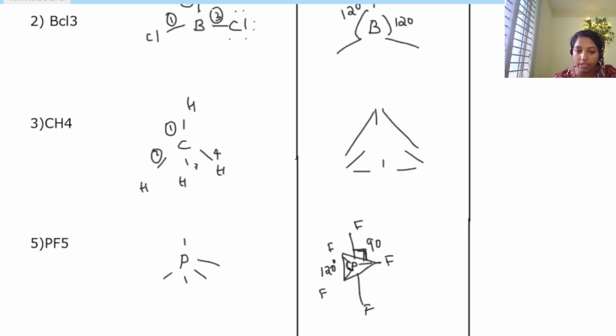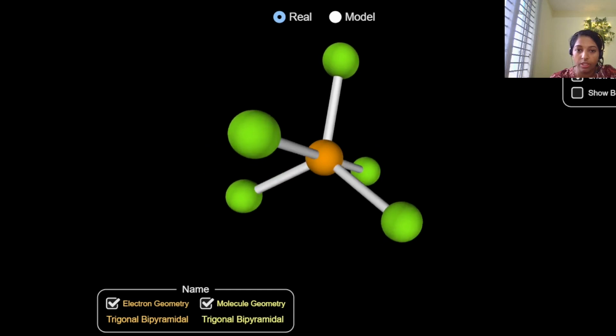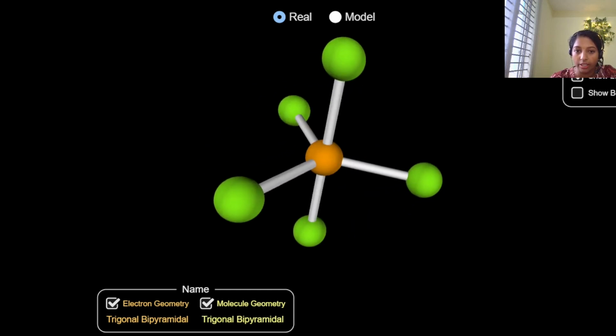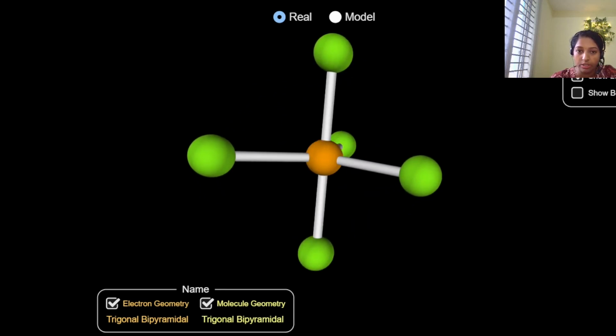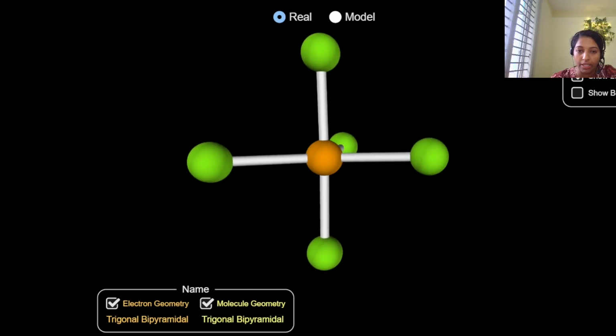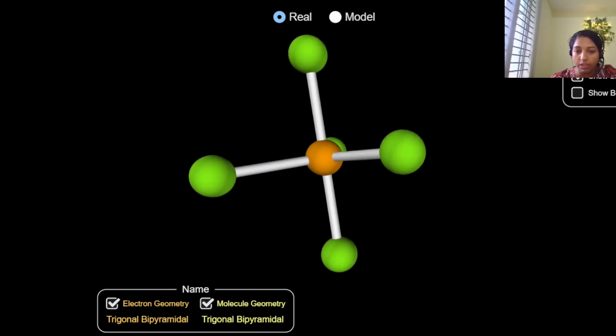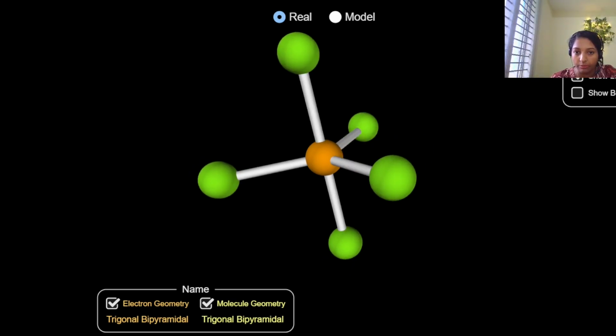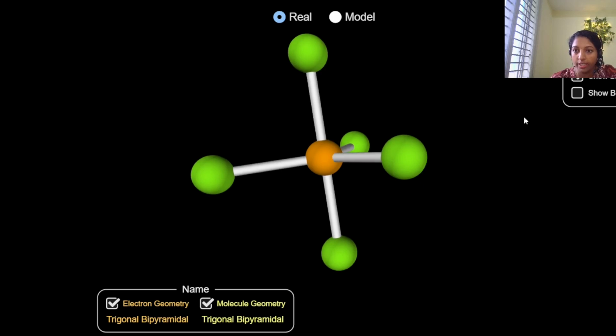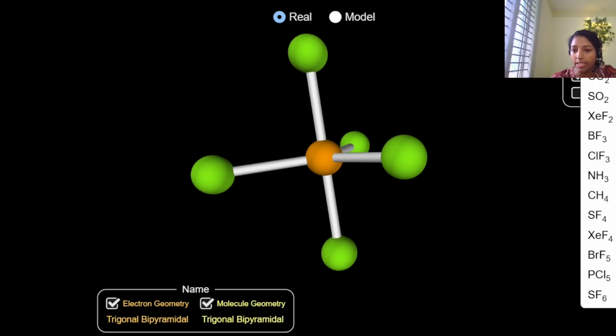Okay, let's see that in the diagram. In this way you can think about it. There is a trigonal planar, and top and bottom, there is an extra fluorine, one more atom on each. So that's why we call it trigonal bipyramidal. Okay. Right. And the last one, you can consider SF6.